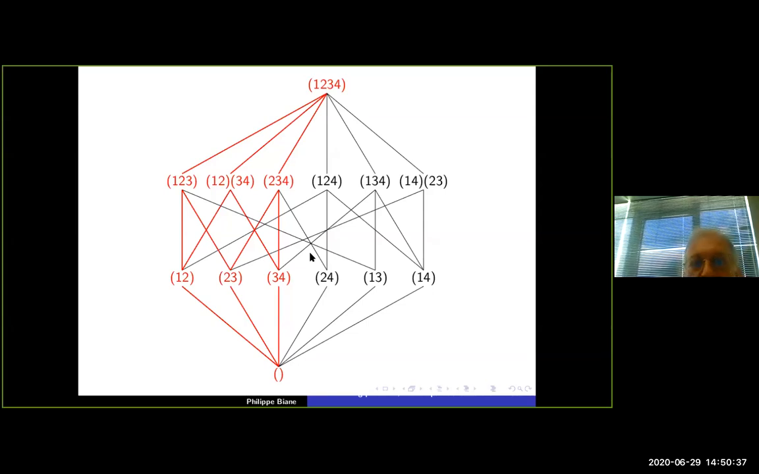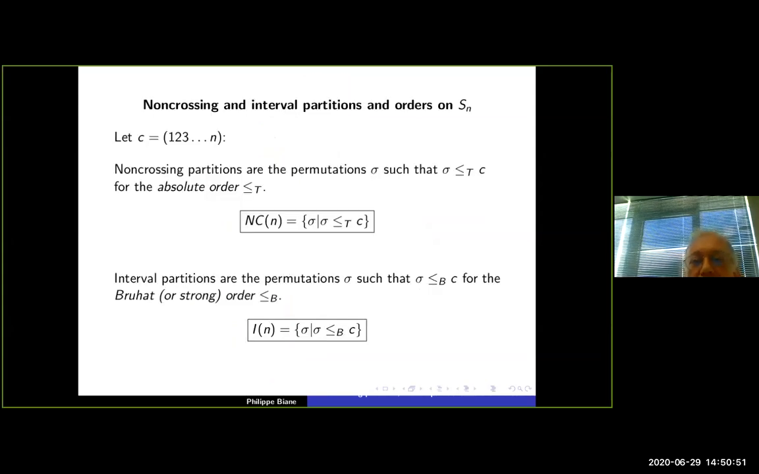Okay, so in this way, you see that you can embed non-crossing partitions and interval partitions inside the symmetric group. Now the question is, is there some intrinsic characterization? Well, the main message of my talk today is the following. The non-crossing and the interval partitions are very much related to two order relations on the symmetric groups. So let me describe this.